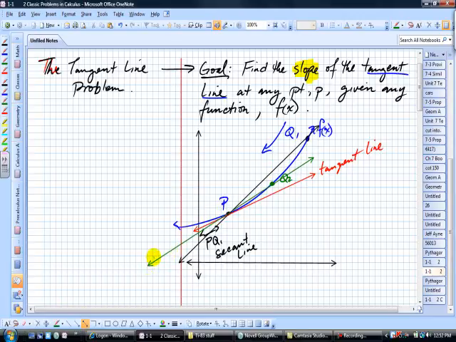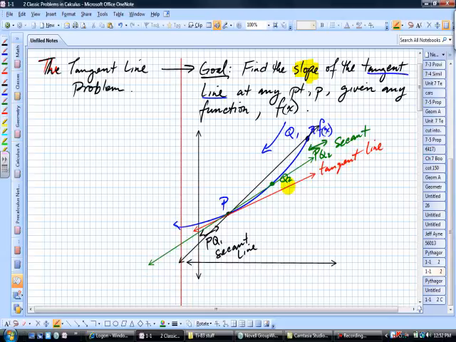There we go. Right there. So this is PQ2, and it's another secant. And you notice that the slope's not as steep as PQ1. So it's a better approximation for the tangent line in red. Still not good enough, though.